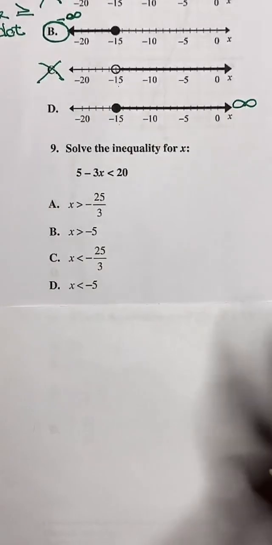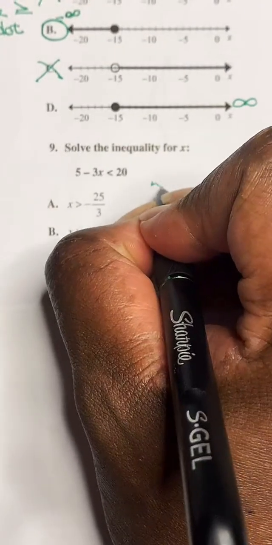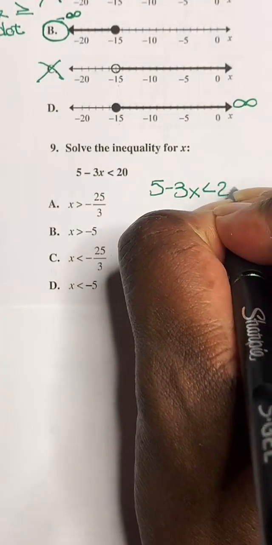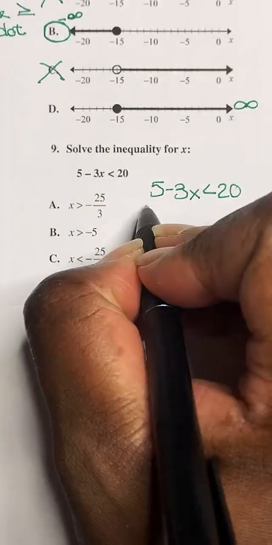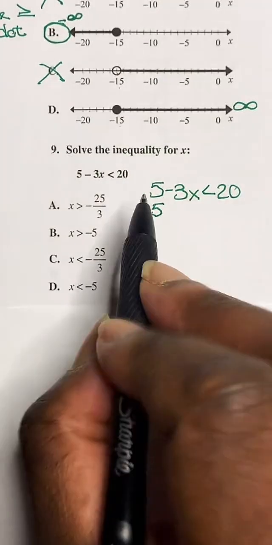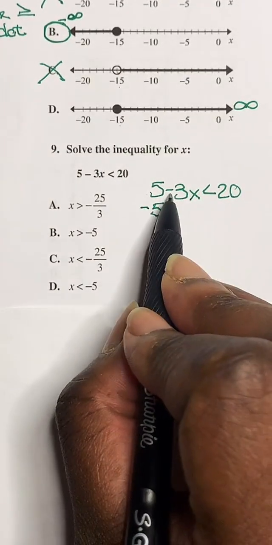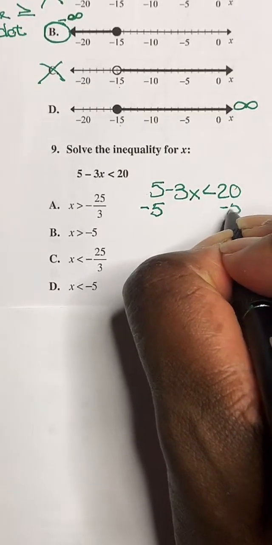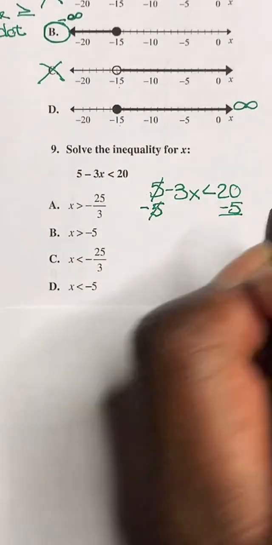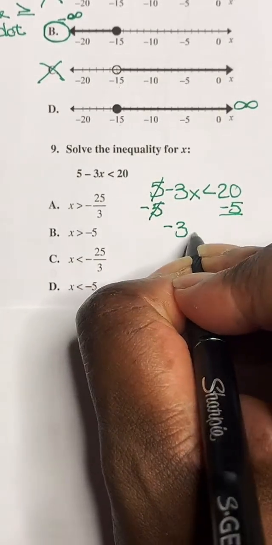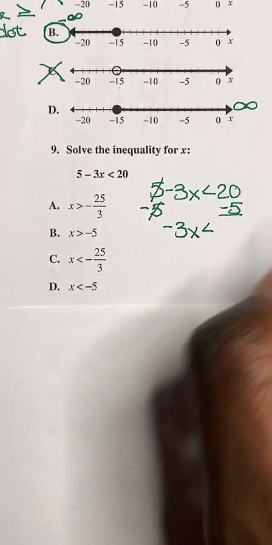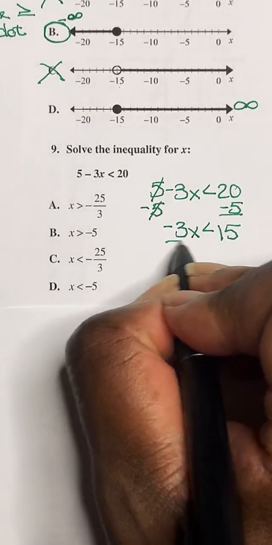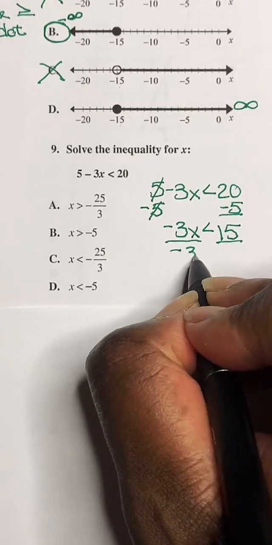All right, so first off, we need to solve this. So 5 minus 3x is less than 20. So we need to subtract our 5 because the sign for the 5 is not the negative. It's what's in front. This is positive. So you got your minus 5. The signs are always to the left of the number. So now 20 minus 5, that gives me 15. And now I'm going to divide both sides by negative 3.